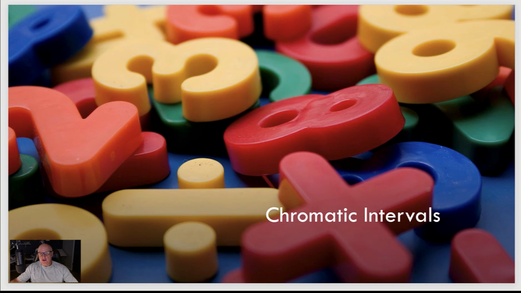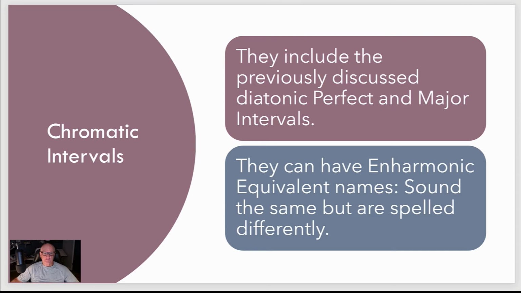And that brings us finally to chromatic intervals. And chromatic intervals are going to be something we're going to use in every piece that we compose and analyze. So they include the previously discussed diatonic, perfect, and major intervals. And they can have enharmonic equivalent names. Now, all that means is that F sharp and G flat sound the same, but they have two different names depending on their context.